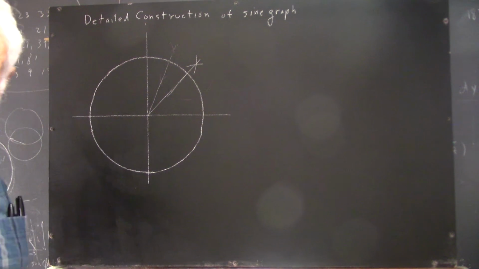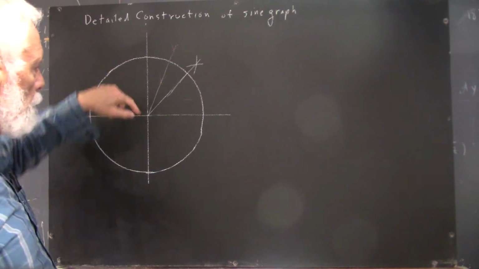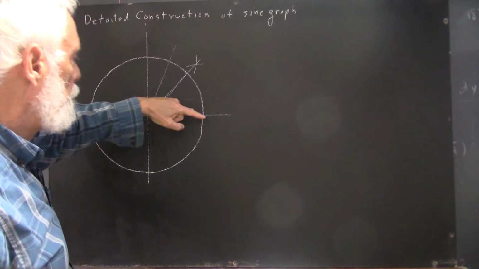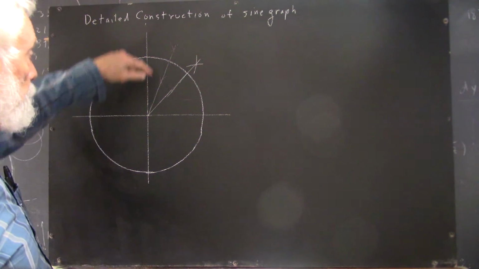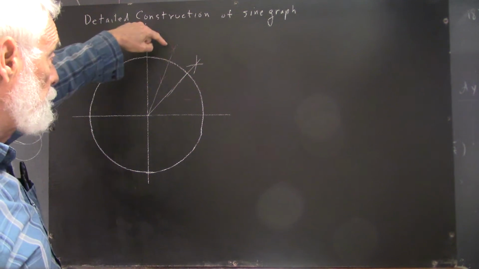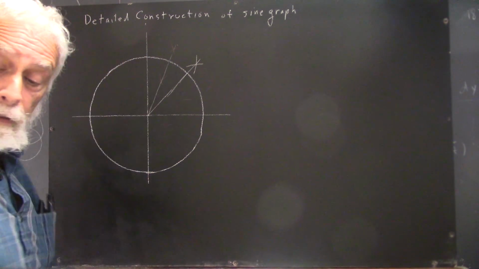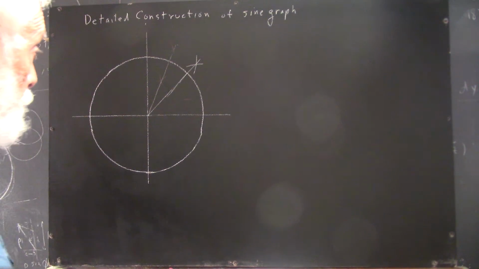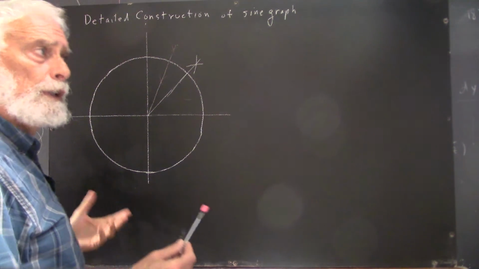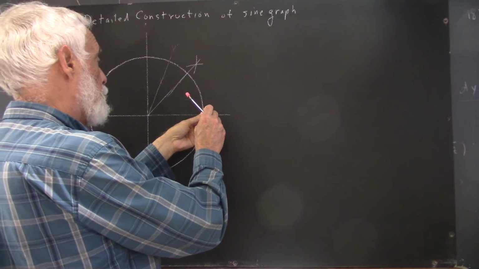Going through a detailed construction of the sine graph. I've already bisected the right angle between the positive x and y axes, and I've in fact constructed the bisector of this angle here. And the construction isn't completely accurate due to the fact that I don't have the most accurate possible instruments, but I'm going to demonstrate the process.